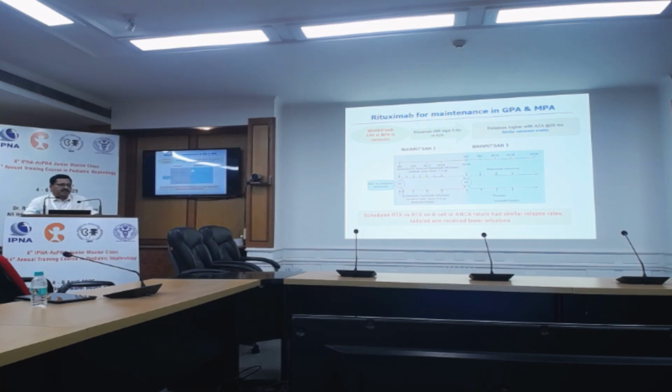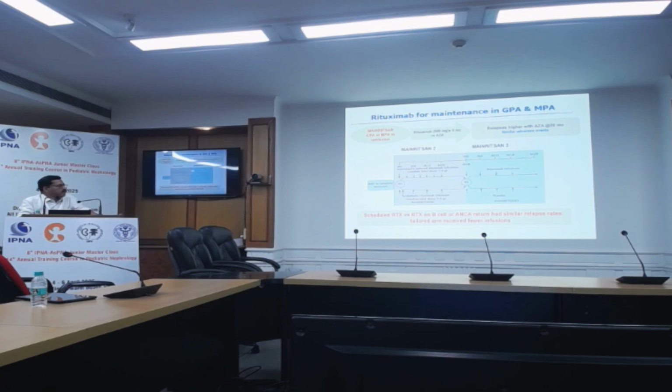Then what is the role of rituximab in maintenance therapy in granulomatosis with polyangiitis and microscopic polyangiitis? The first trial was the MAINRITSAN trial, which looked at rituximab given at 6-monthly intervals versus azathioprine, and it showed that rituximab was better than azathioprine at 28 months. And this was then followed by MAINRITSAN-2 and MAINRITSAN-3.